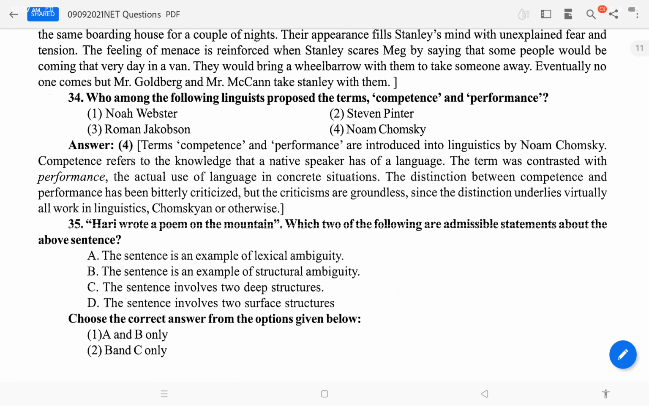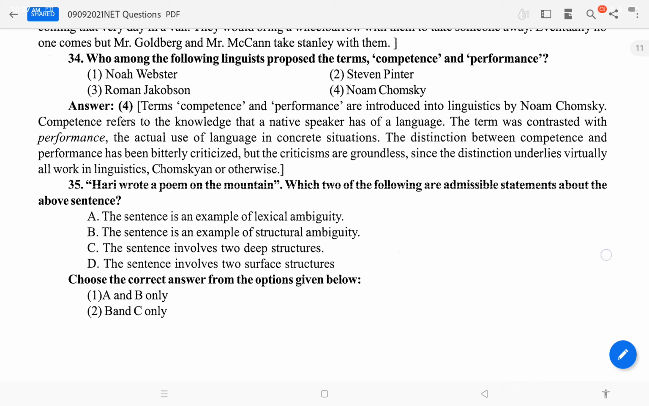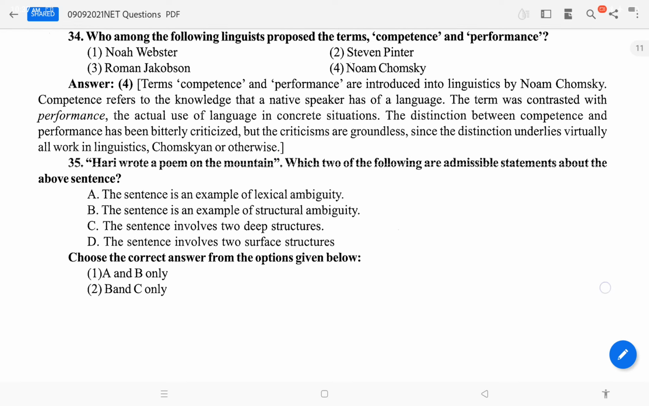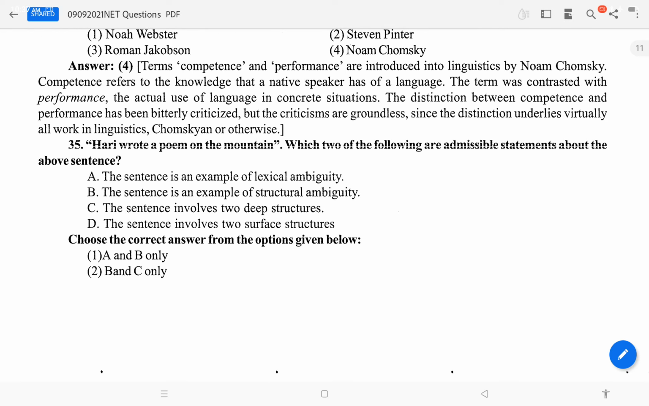Who among the following linguists proposed the term competence and performance? So you know that it is the most famous term by Noam Chomsky. The terms competence and performance were introduced into linguistics by Noam Chomsky.